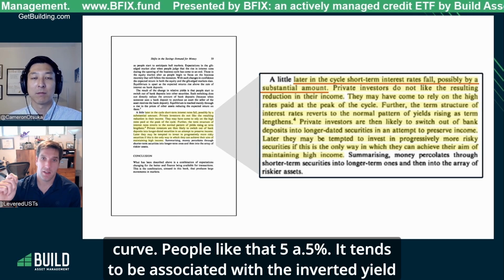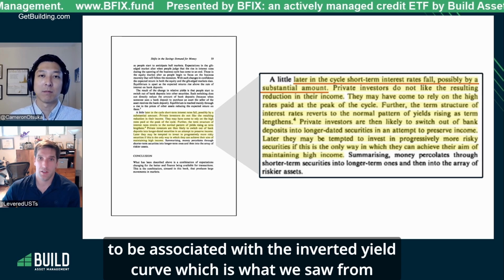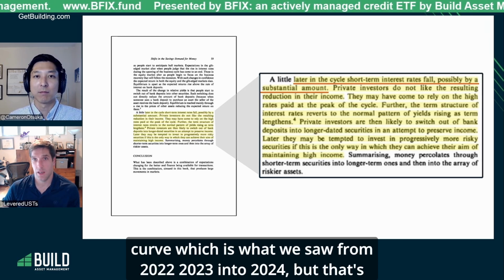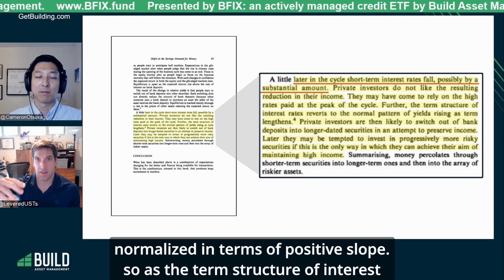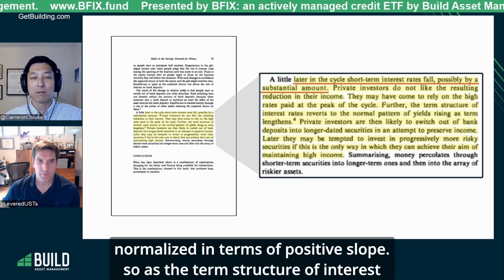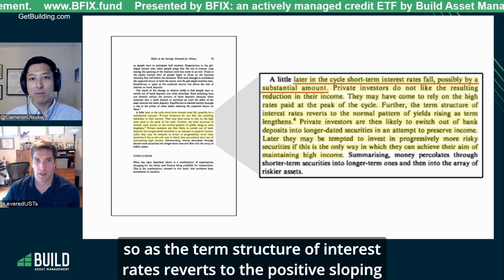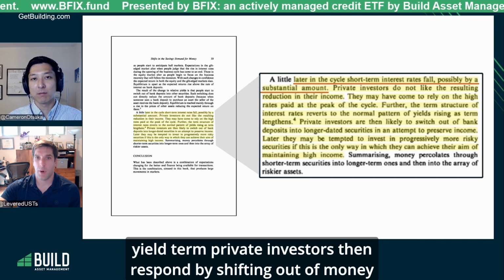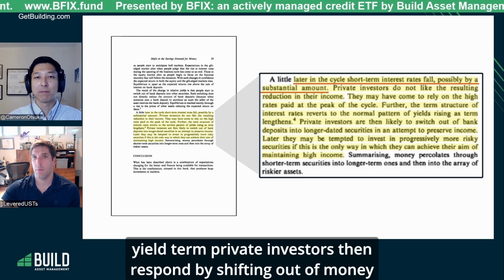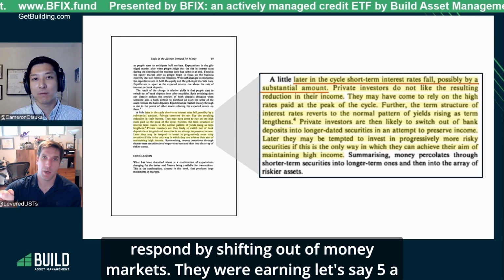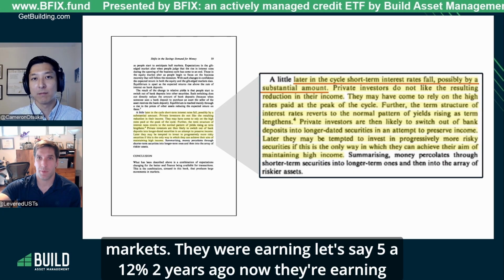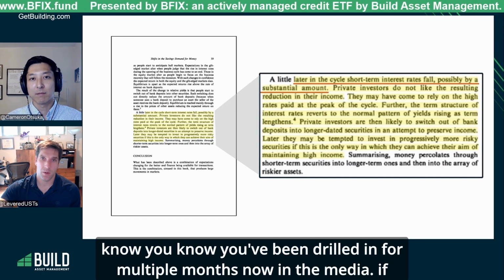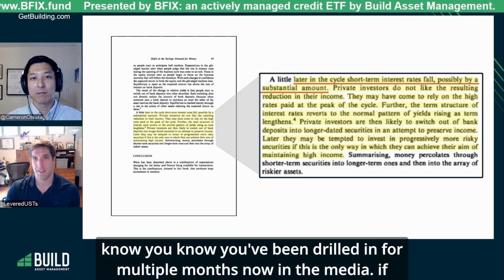It tends to be associated with the inverted yield curve, which is what we saw from 2022, 2023 into 2024, but that's normalized in terms of positive slope. So as the term structure of interest rates reverts to the positive sloping yield term, private investors then respond by shifting out of money markets. They were earning, let's say, 5.5% 2 years ago. Now they're earning 4.